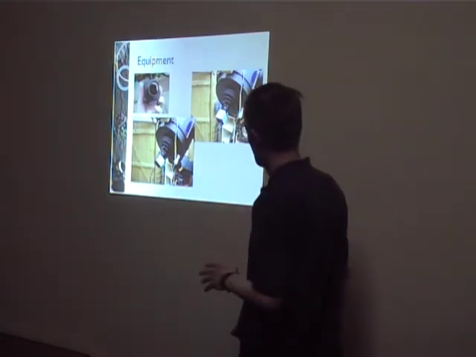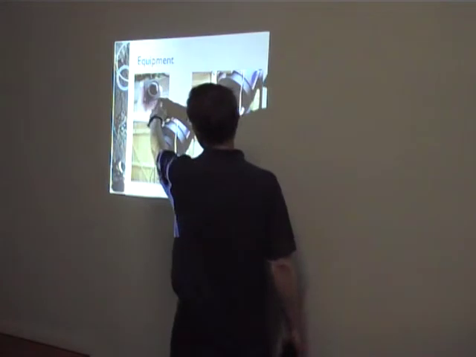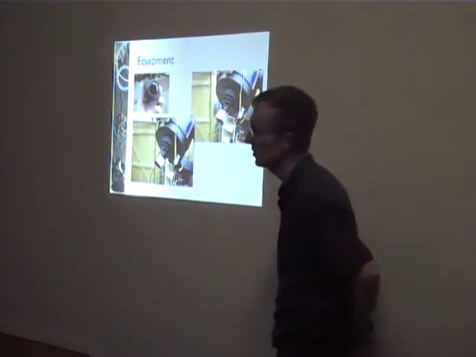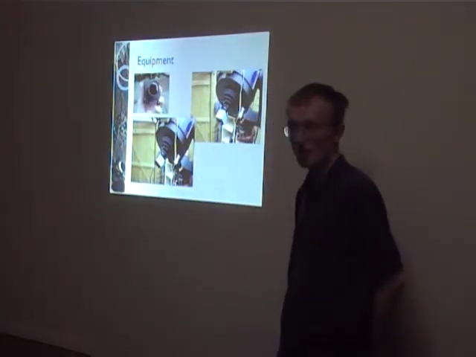So here's the equipment. I've put a polarising filter on the end of this camera, which is a DVK camera. I don't know whether any of you use a DVK, but they're quite common for amateur astronomy.